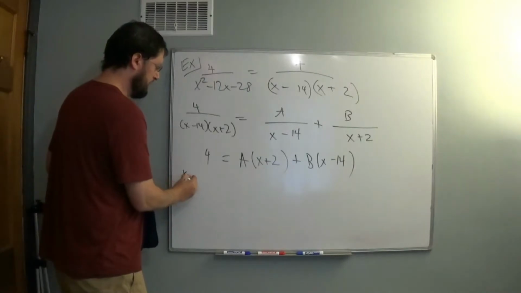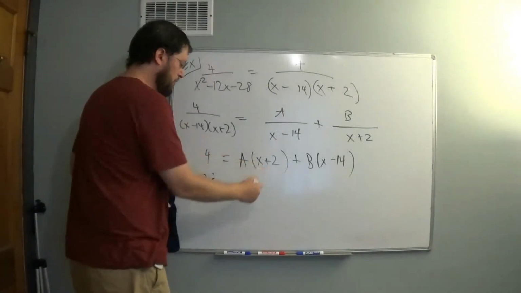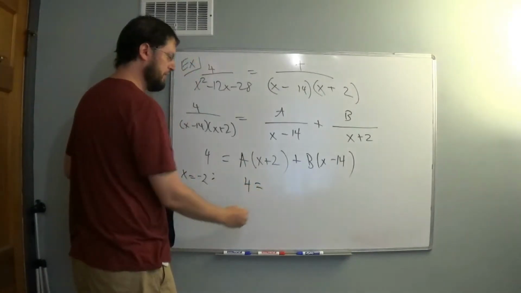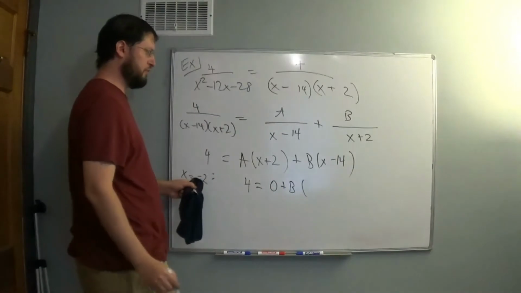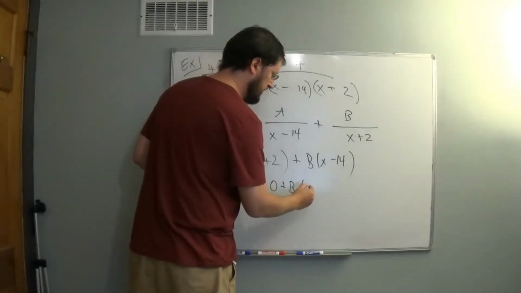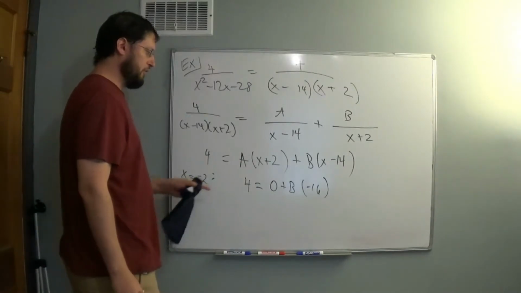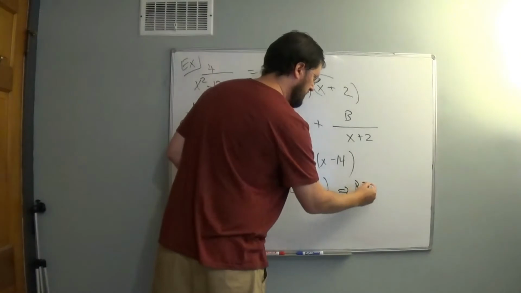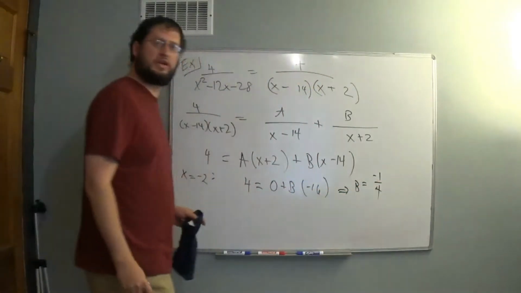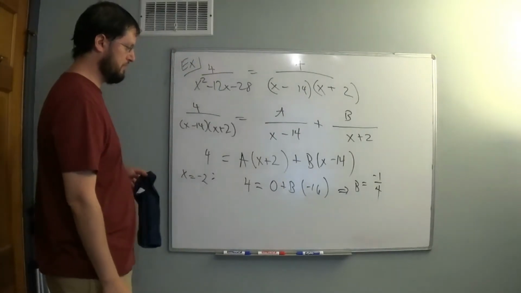If I let x equal negative 2, then that will make this go to 0. So this is 4 is equal to 0 plus B times, putting negative 2 in for x makes negative 2 minus 14, which is negative 16. So this is 4 is equal to negative 16B, so that B is equal to negative 1/4. I divide by 16, I get 4 over negative 16, or negative 1/4.